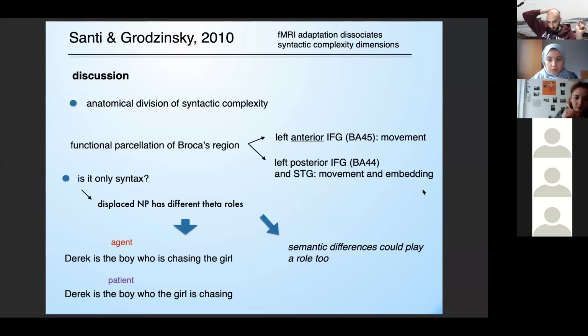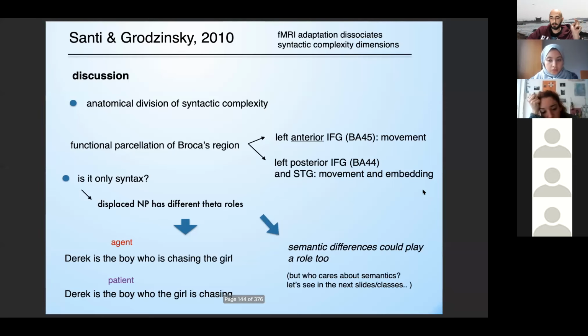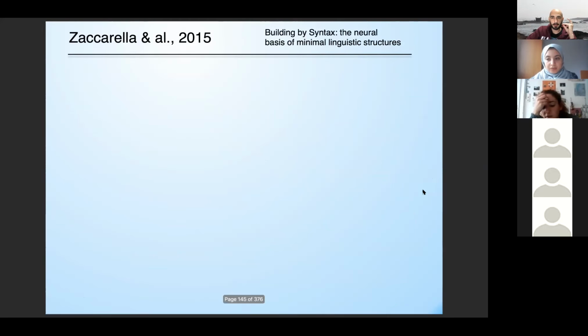The last thing that we discuss is that these effects that are associated with syntactic operations might in fact probably have some semantic consequences, or they also involve some semantic processing, right? So who cares about semantics? Well, some people care about semantics. So that's going to be the topic of the next classes.